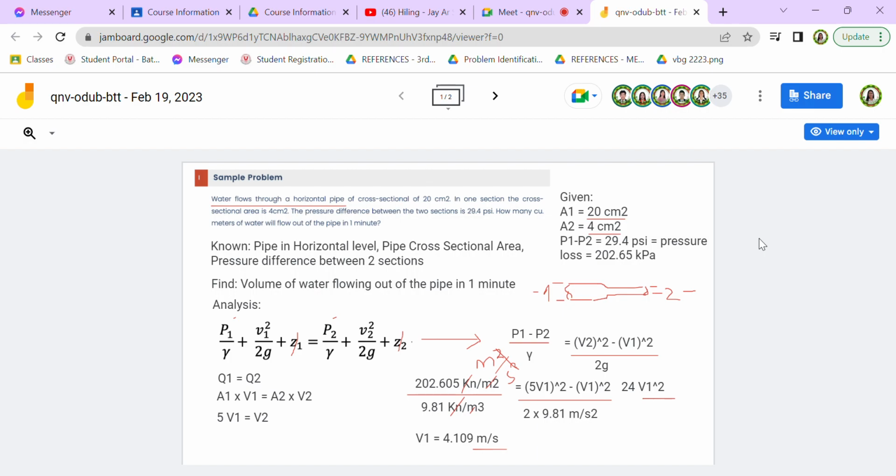So, moving on to the next slide, Q1 is equivalent to A1 or A sub 1 multiplied by velocity 1. So, area ng pipe is in a unit of centimeter squared. So, convert na natin siya into meter squared by dividing it by 100 squared. So, 20 divided by 100 squared is 2 times 10 to the negative 3 meter squared for the area, multiplied by the velocity. Nakuha natin velocity which is 4.109 meter per second.